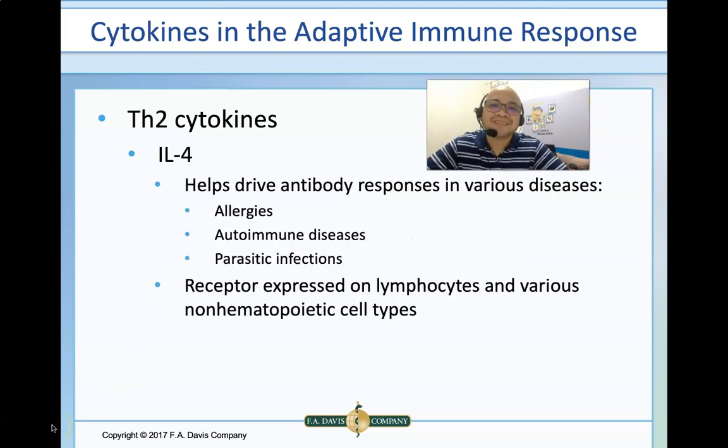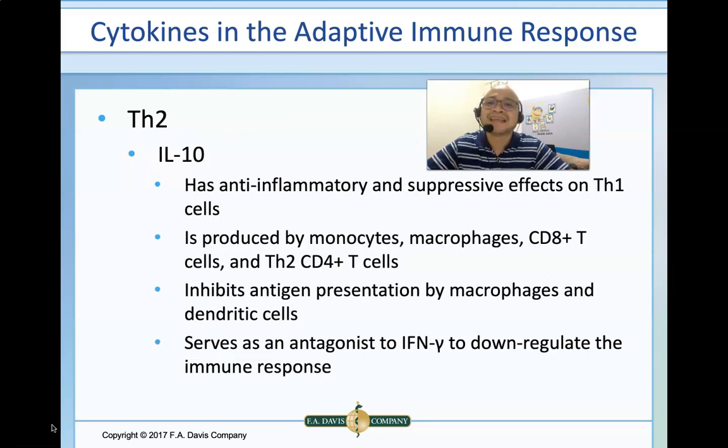And then we also have interleukin 4. Interleukin 4 is very important because it helps drive antibody response in various diseases such as allergies, autoimmune diseases, and parasitic infections. The interleukin 4 receptor is expressed on lymphocytes and various non-hematopoietic cell types. And then interleukin 10, which has anti-inflammatory and suppressive effects on Th1 cells. Anti-inflammatory, for when the process of inflammation is no longer needed.